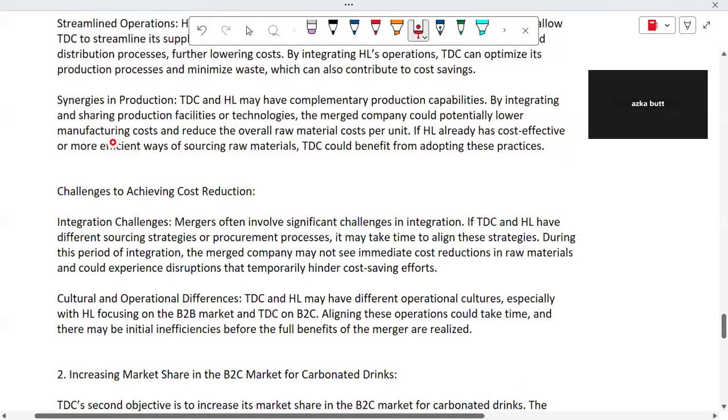However, mergers often involve significant challenges in integration. If TDC and HL have different sourcing strategies or procurement processes, it may take time to align these strategies. So during this period of integration, the merged company may not see the immediate cost reduction in raw material and could experience disruptions that temporarily hinder cost saving.